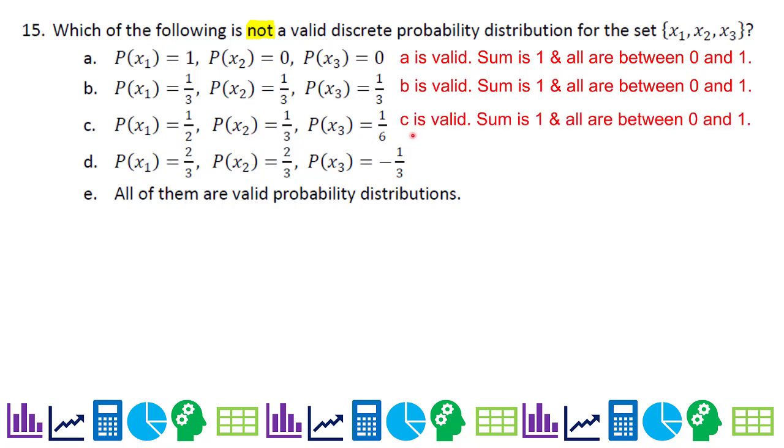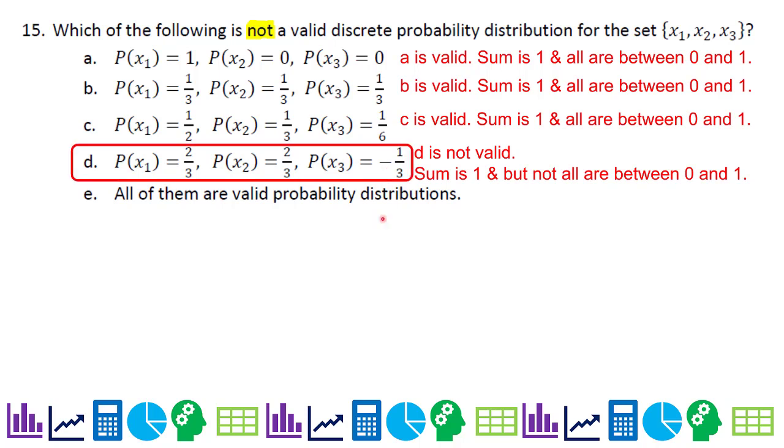Same thing for C. All those add up to 1. And then you could go, well, D, all of them do add up to 1, but the problem is not all are between 0 and 1. This is a negative probability, so D is the naughty probability distribution function.